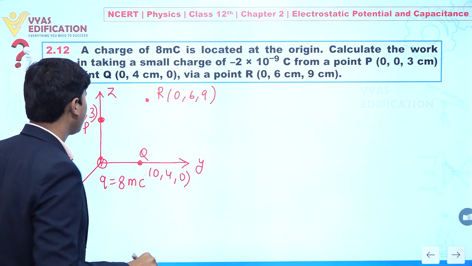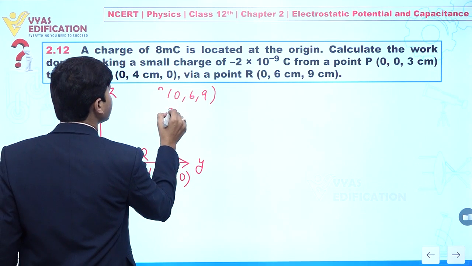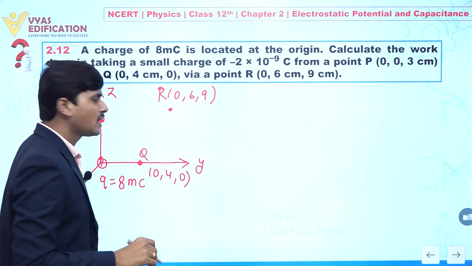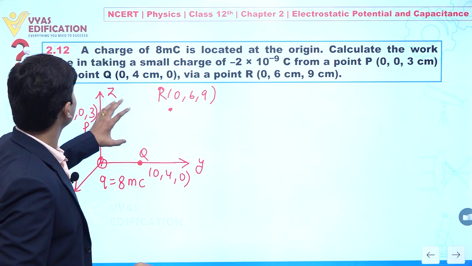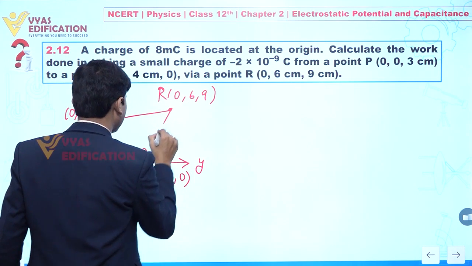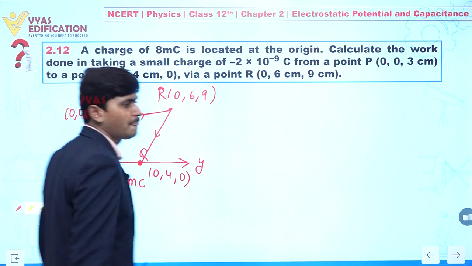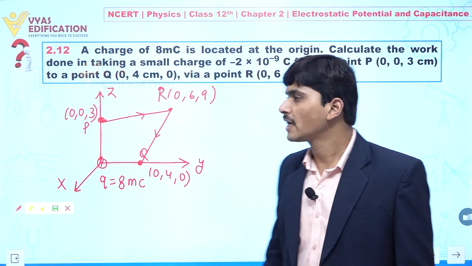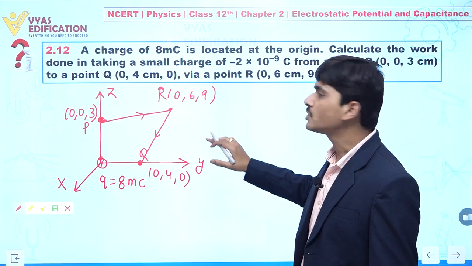Clear? So from here you can see, actually we can draw it like this. Now calculate the work done on a small charge. Let's suppose a small charge first goes from here to here and then comes to this point. So this is the path that is given to you. Our objective here is to calculate the total work done if we are bringing a small charge from P to Q.